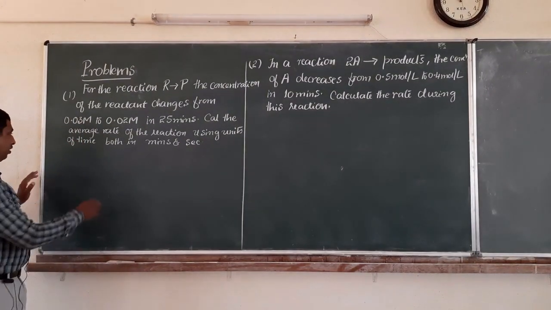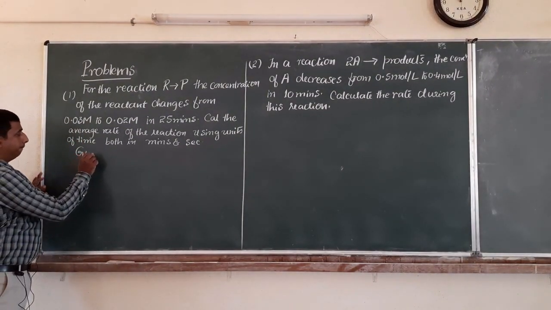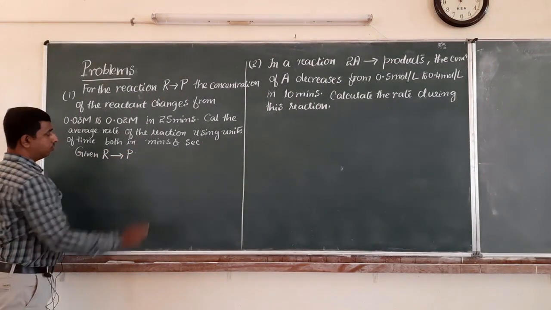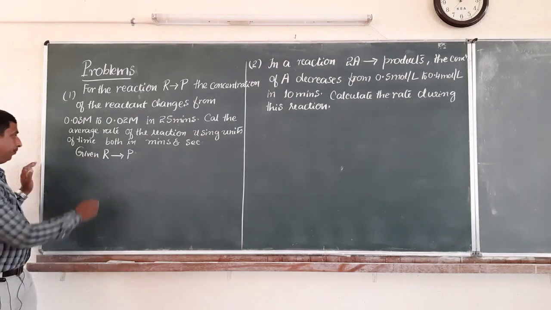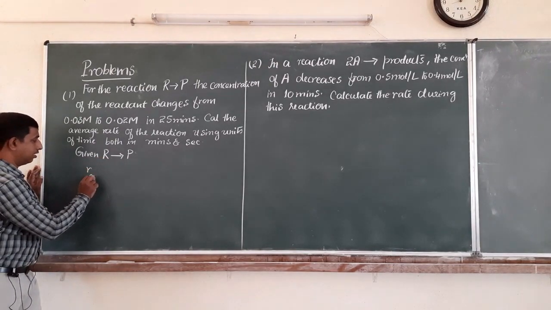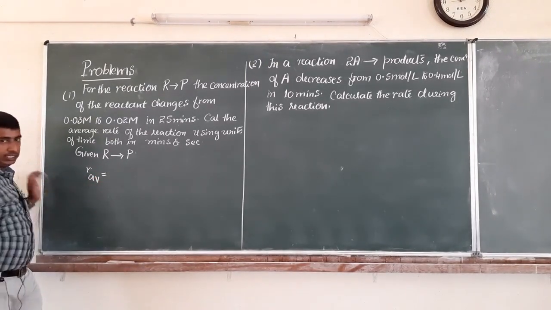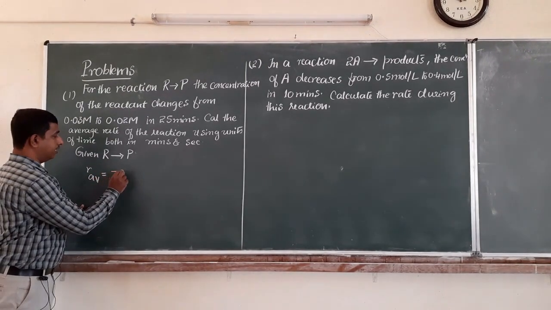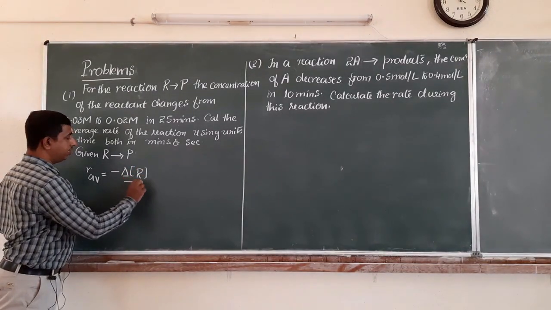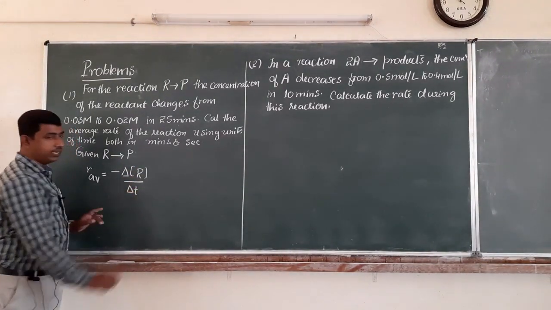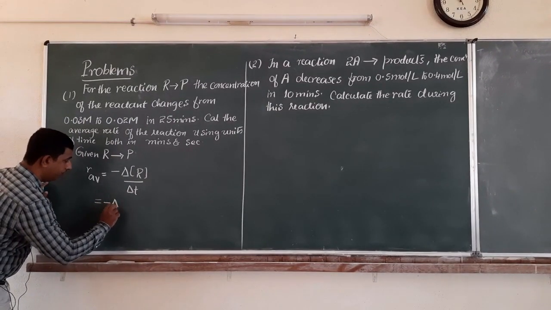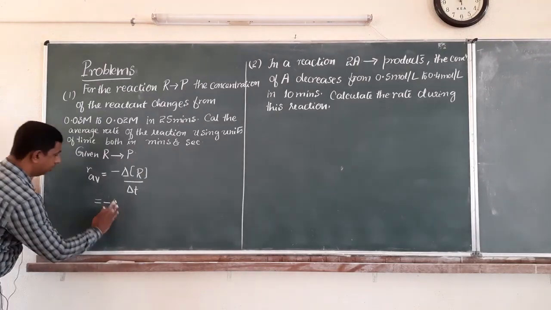We'll solve it. Given: reactant R producing product P. Now the rate expression for this reaction can be written as R average, that is average rate, equal to minus delta concentration of the reactant by delta T. It is equal to, we know that delta R is equal to what?